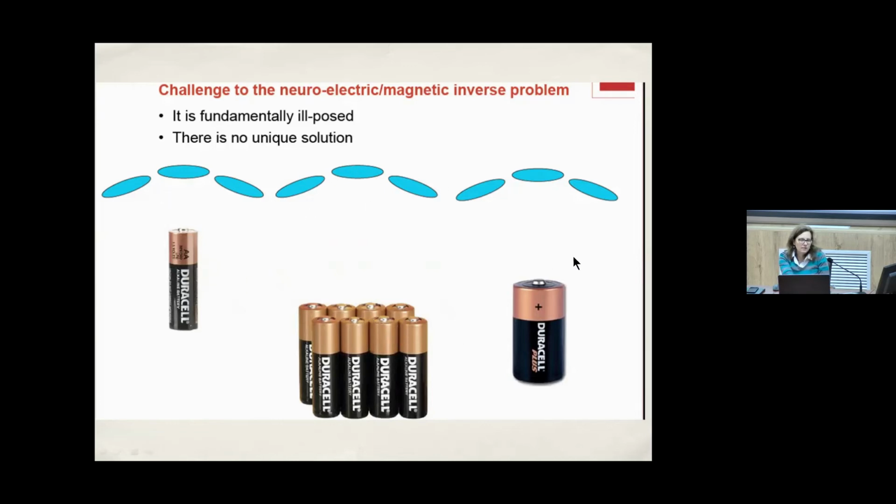Any of these solutions can be true. You can have one battery placed closer to the sensor. You can have multiple batteries placed further from the sensor. You can have one big battery placed somewhere in between. So we don't have a unique solution. And that's the main thing.